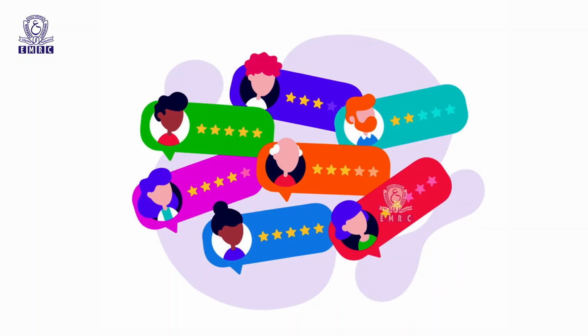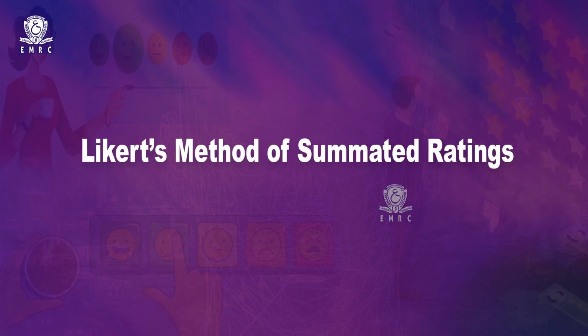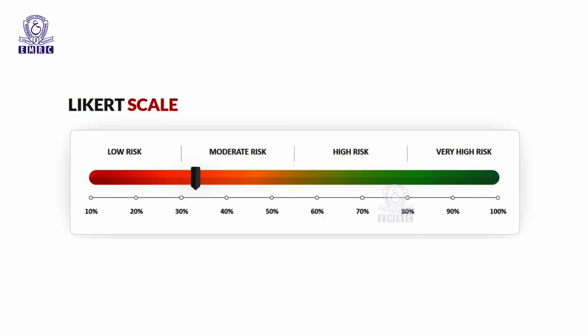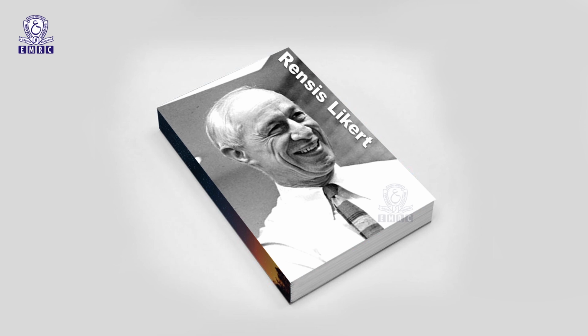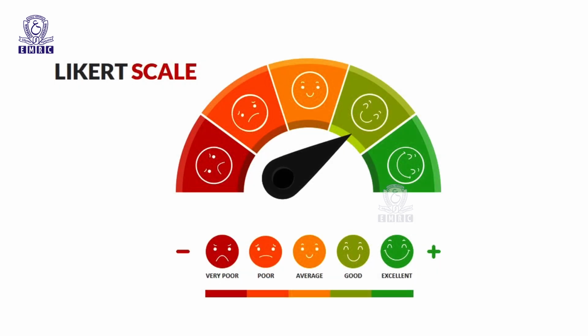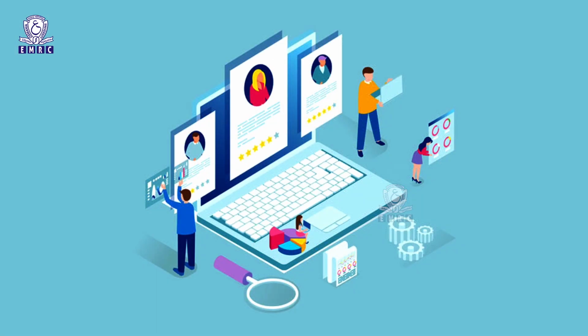This brings us to the next method, that is Likert's method of summated ratings. This scale is named after its inventor, psychologist Likert. It is the most widely used approach to scaling in market survey research, such that the term Likert type scale is often used interchangeably with rating scale. Although there are other types of rating scales, still the Likert type scale term is used. Now, what is this Likert scale?